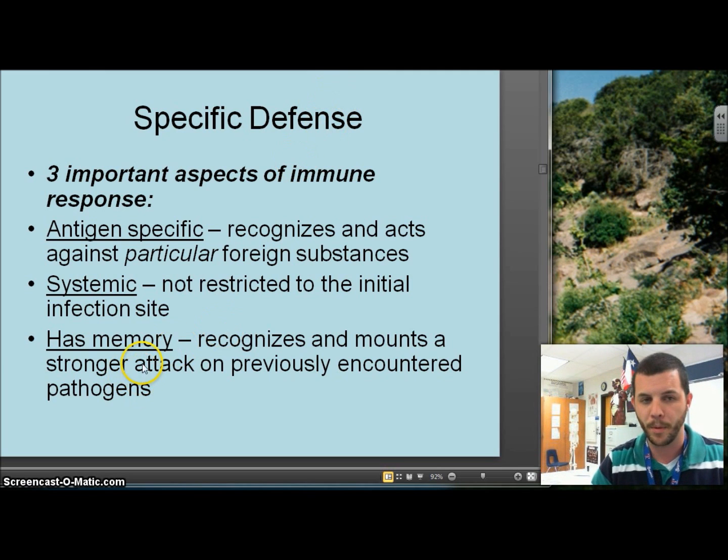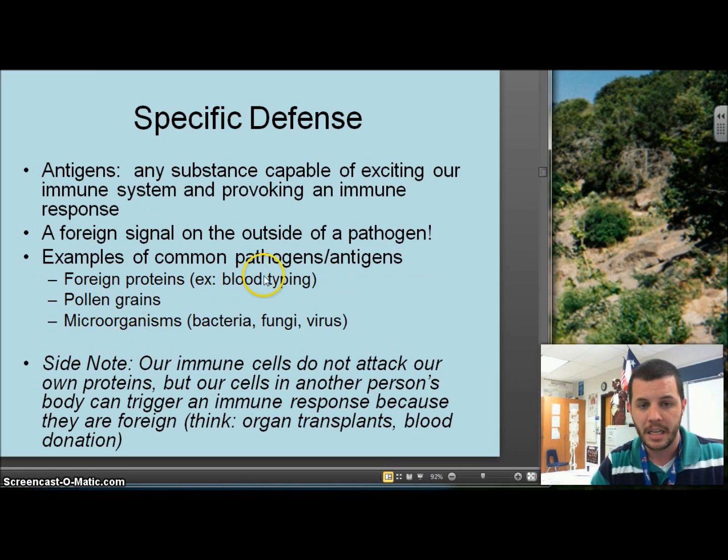Third, it has a memory, meaning that when we come into contact with this pathogen again, we will be able to protect against it, because we're always going to have that response in our body that's going to allow us to not have to deal with that pathogen again.